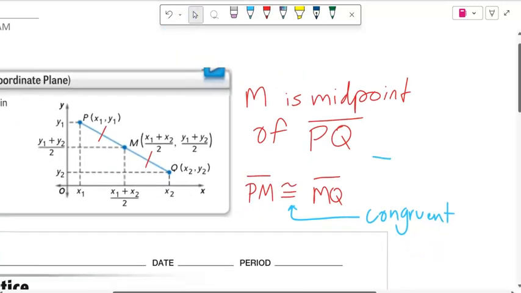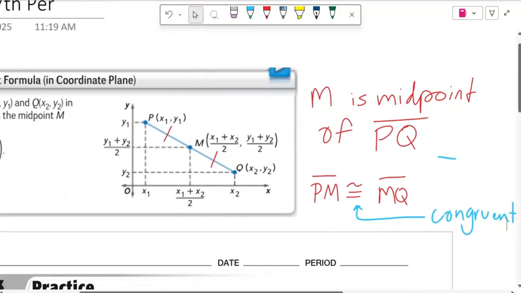Okay, so that kind of completes our definition for midpoint there. If we have a midpoint on a segment, it's exactly in the middle, which means it's 50% of the way from one endpoint to the other, which means it creates two congruent segments. So again, on segment PQ, if M is the midpoint, segment PM is congruent to segment MQ. We all good on that?